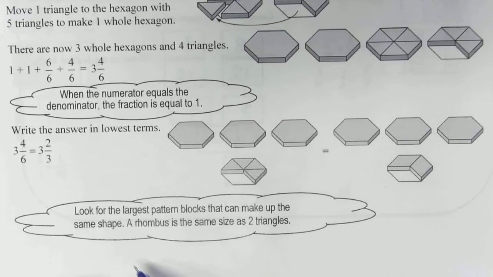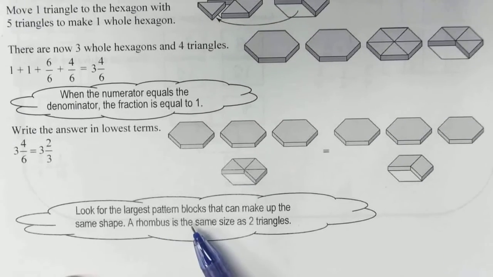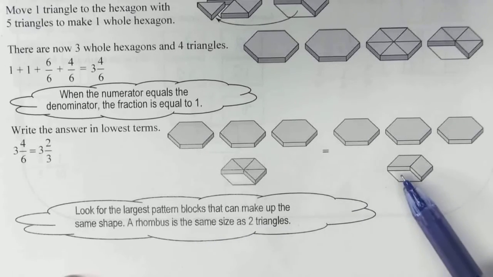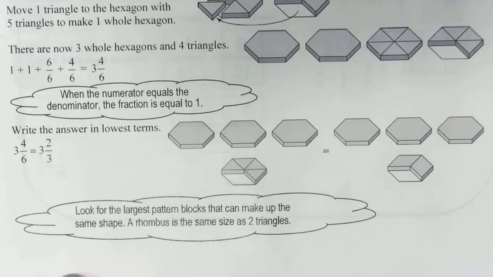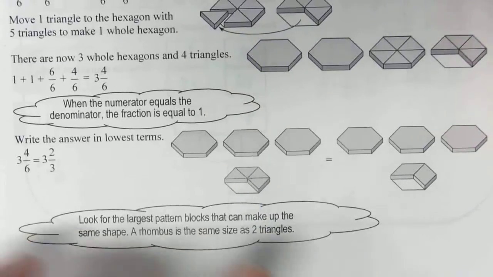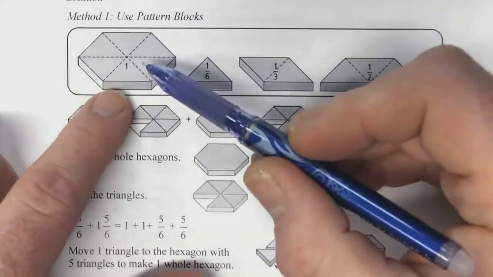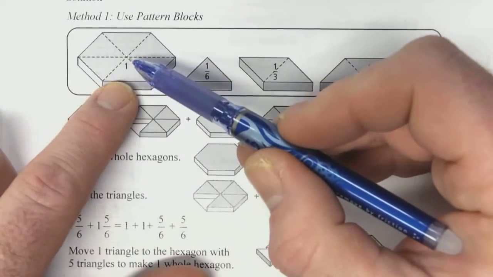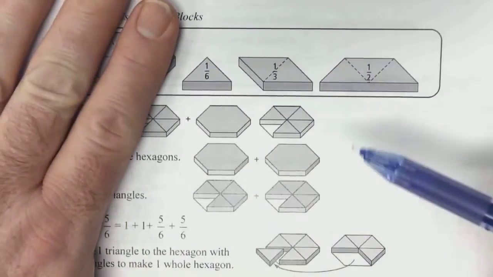So here's a little tip. It says look for the largest pattern blocks that can make up the same shape. A rhombus, which is what this shape is, is the same as 2 triangles. So yeah, we've got 4 triangles here. We can go back and say, okay, well we've got 4, so we can't use the whole 6. So that one we're not going to look at.